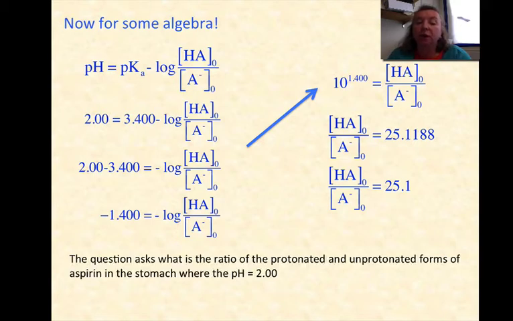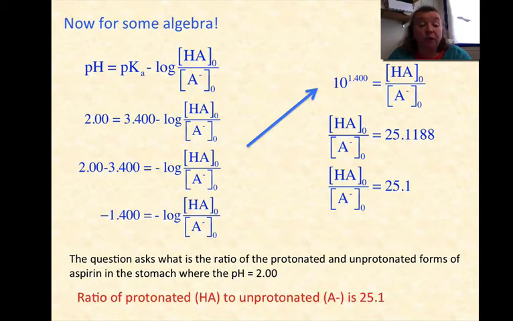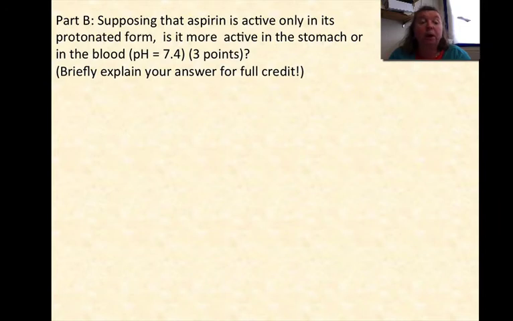Question asks, what is the ratio of the protonated and unprotonated forms of aspirin in the stomach where the pH equals 2.00? So the ratio of the protonated HA to unprotonated A- is 25.1. So part B says, supposing that aspirin is active only in its protonated form, is it more active in the stomach or in the blood, where the pH is 7.4? Briefly explain your answer for full credit.